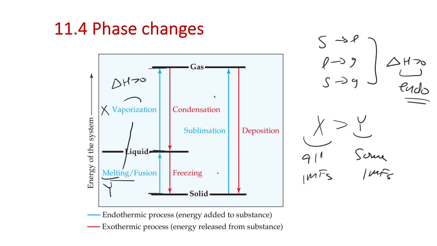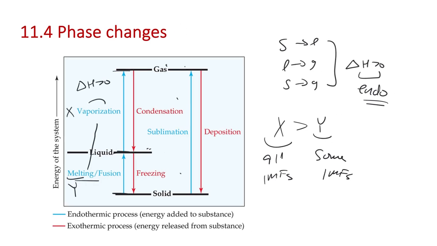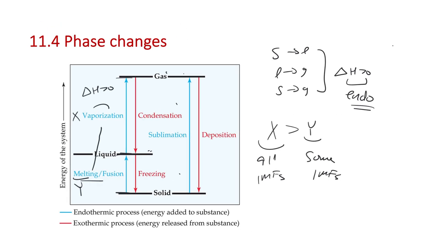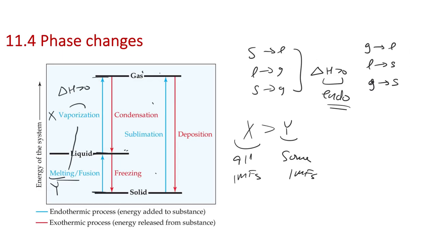And if you flip the reactions, if you go from gas to liquid, liquid to solid, or gas directly back to solid, then you just flip the sign. And those would all have delta H negative. So if we're going gas to liquid, liquid back to solid and freezing, or gas directly to solid, which we call deposition, these all would then have a delta H less than 0, and that's exothermic.